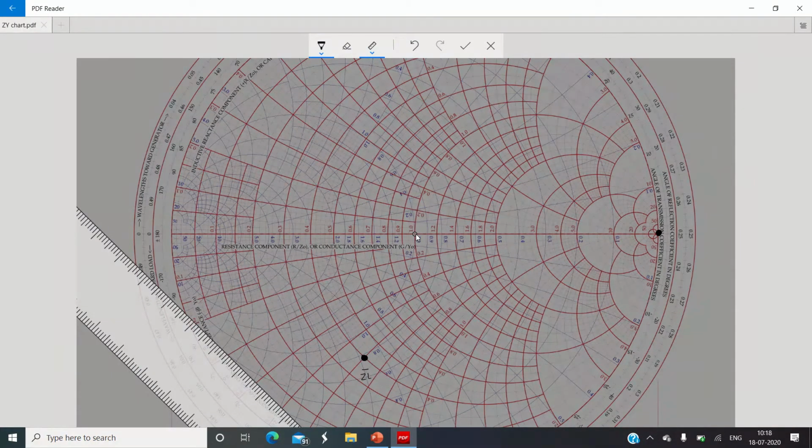Still, how to draw a constant resistance circle which is passing through ZL bar, that procedure I will show you. The same thing you can apply for all the examples. It is not absolutely needed to completely draw the resistance circle or conductance circle, but still I will be showing you, because you should know how to draw the conductance circle or resistance circle whenever it is required.